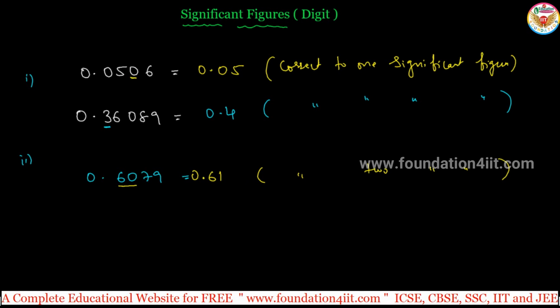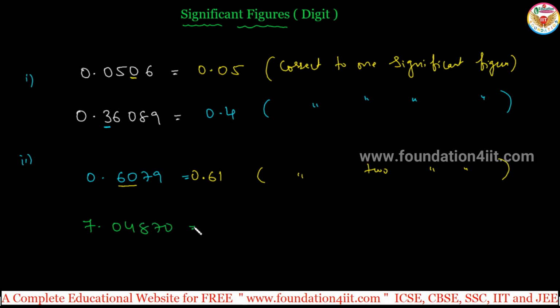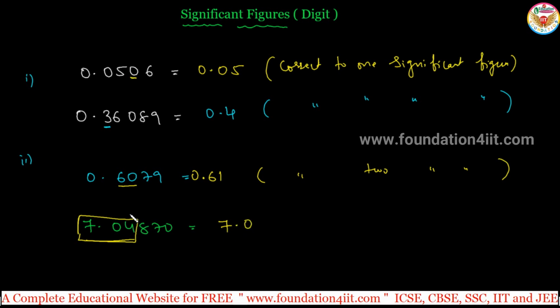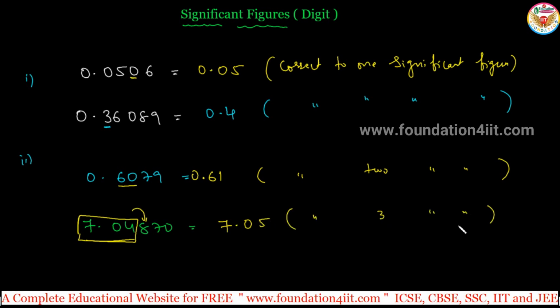Let's take one more example. 7.04870. If you want it correct to three significant figures, from the beginning you have to take three digits. That is 7.04. Check the next place, it's 8, 5 and above, so you should increase this, right? Now this is correct to three significant figures.